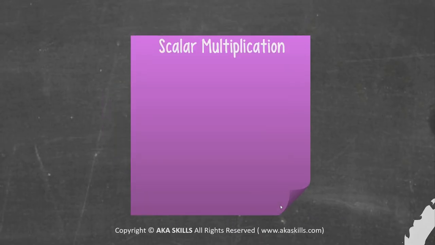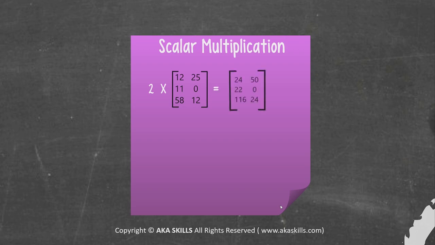Scalar multiplication. So what is a scalar? It's just a number. A scalar is a number, not a matrix, just any number. How do we do multiplication of a scalar by a matrix? Simply by multiplying the scalar with each number in the matrix. 2 multiplied by 12 is 24. 2 multiplied by 25 equals 50. 2 by 0 is 0. 2 by 11 is 22, and so on. So simple, right?